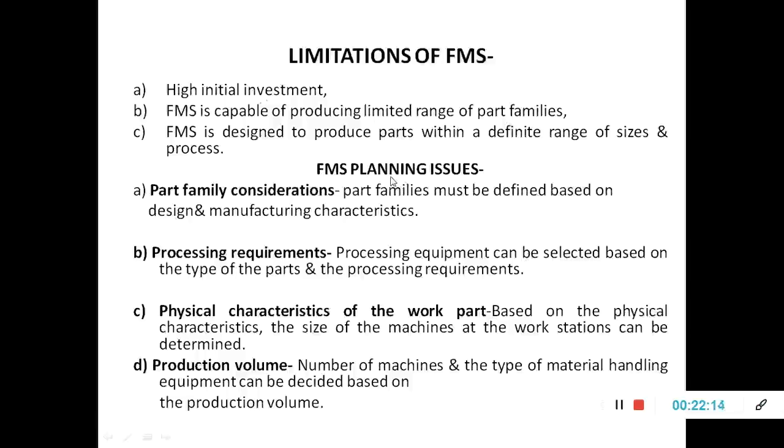Now coming to two important aspects: FMS planning issues and FMS design issues. There are four important planning issues. The very first one is part family consideration. Part family must be defined based on design or manufacturing characteristics. Whenever you consider a product, that product should be characterized in a part family based on a design characteristic or a manufacturing characteristic. This is the first planning issue, known as part family consideration.